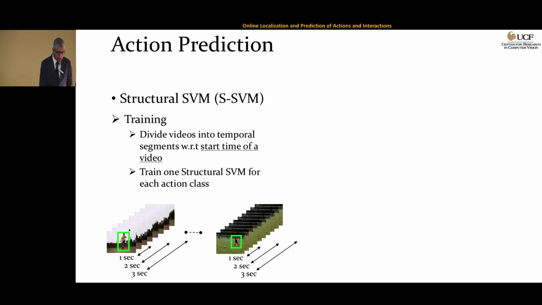Now, in comparison to the first method, this approach learns only one structural SVM for each action, as compared to those binary SVMs. We had several binary SVMs, which was computationally expensive, and we had several applications of SVM.